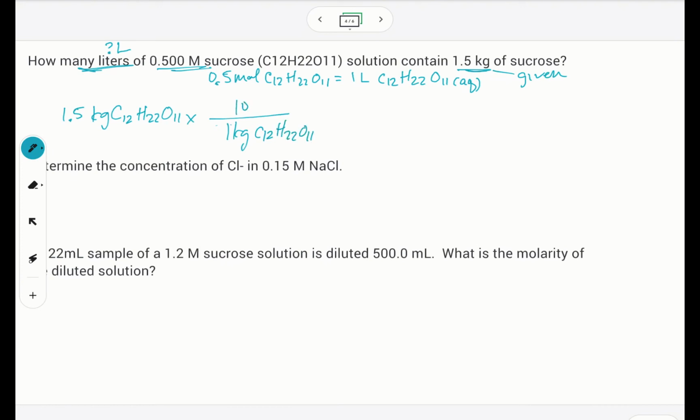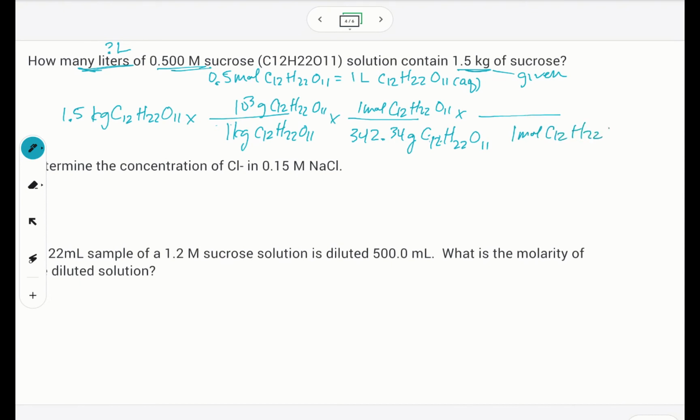And once we've converted from kilograms to grams of sucrose, now that we have a mass of our solute, we need to go from a mass to a moles, right? Because molarity is the relationship between moles and liters, so we need to get our grams into something we can use with that conversion factor. So we'll take our grams and convert it into moles using the molar mass of sucrose. And then we can employ our molarity. Oh, not 1, but 0.5 moles of sucrose are equal to every 1 liter of aqueous sucrose.